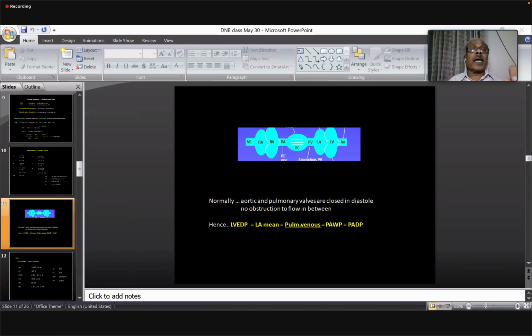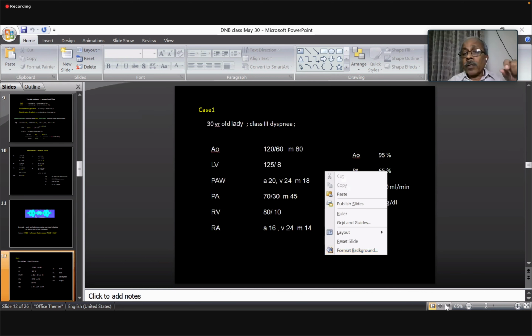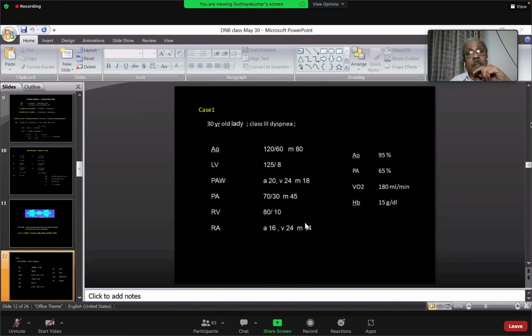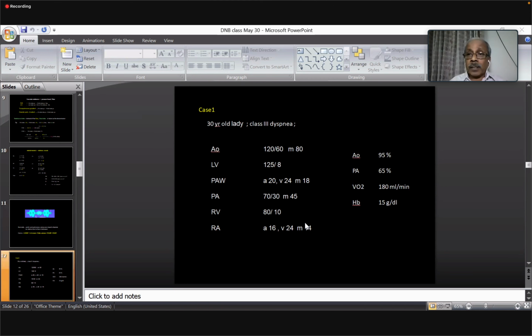Now I will give you an example. Here is a 30-year-old lady, class 3 dyspnea. The pressures, aortic, LV, all those things I have written. Now I will read for the students. Aortic, 120 by 60, mean 80. Is it normal or not? Many times they say it is normal. But in hemodynamics, the pulse pressure is wide. The diastolic pressure is on the lower side.